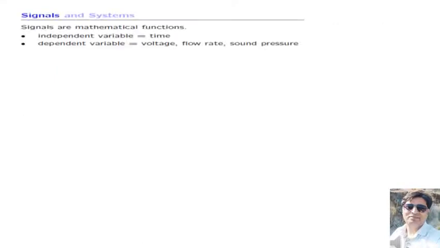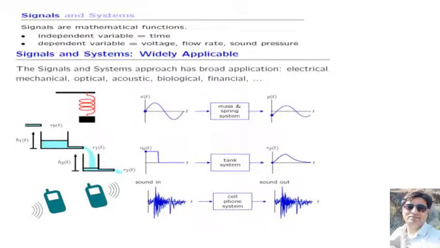Now we know that signals are basically mathematical functions in which we have an independent variable, that is basically time, and we have dependent variables which depend upon this independent variable, like voltage which is dependent upon time, flow rate which can also be dependent upon time, sound pressure, amplitude. These dependent variables are functions of this independent variable, time t.